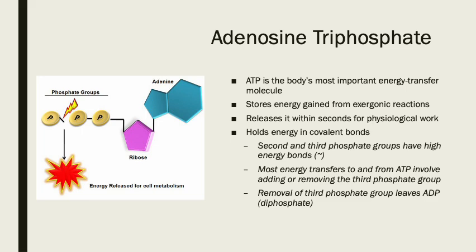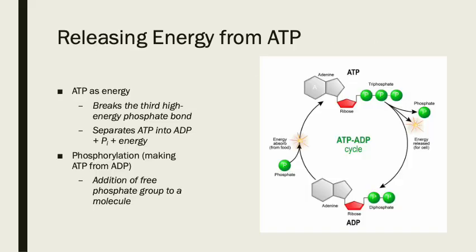ADP is not usable for our bodies. We can only use ATP. But remember, when we're getting our energy out of ATP, it's the second and third phosphate group that has the broken bond. That is the only bond that we break to get energy. We don't break this bond between the first and second, only the second and third. So once that bond is broken, we have ADP, adenosine diphosphate, as in two phosphates.